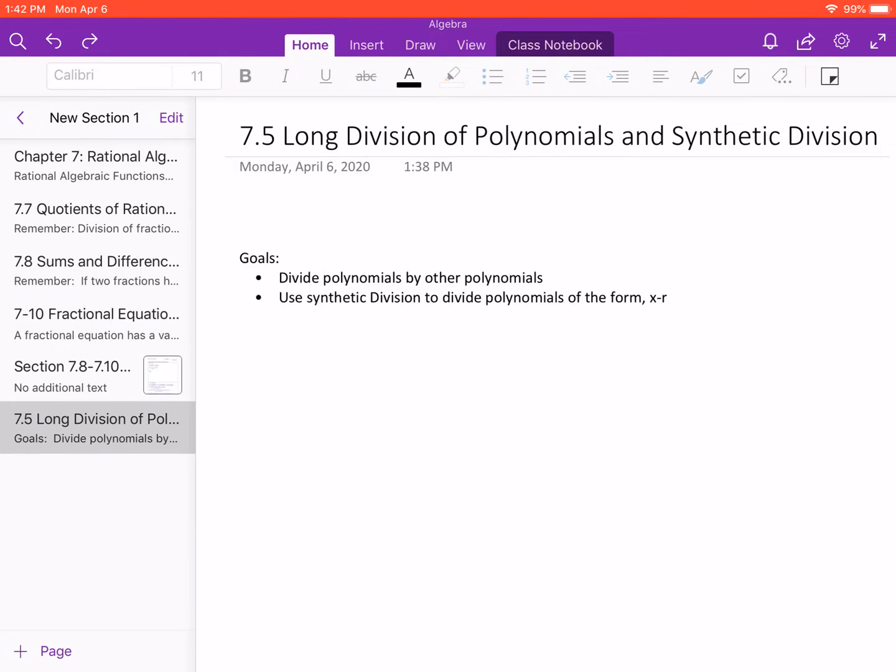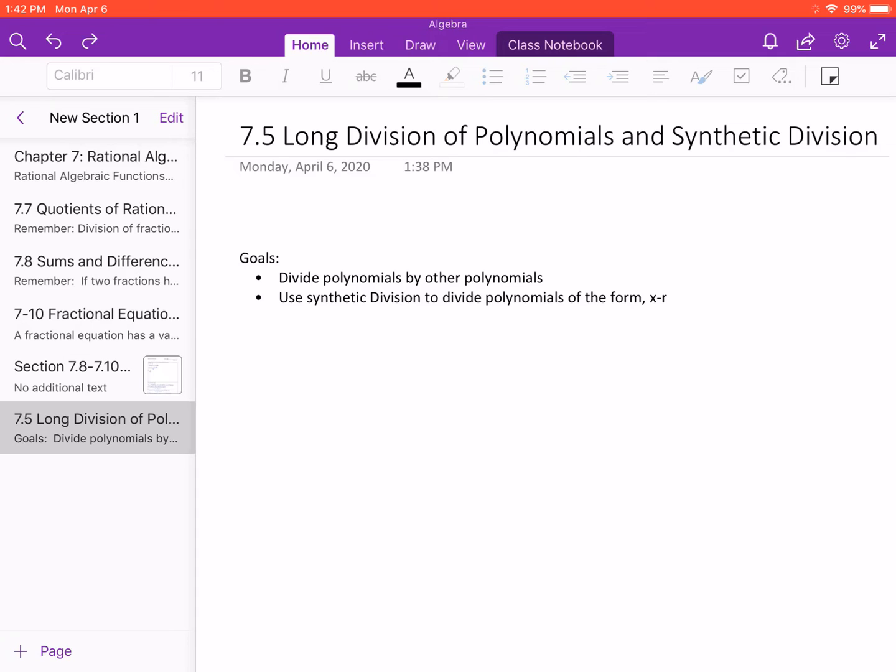Today we're going to be learning about long division of polynomials and, more importantly, something called synthetic division, and sometimes it's written as synthetic substitution. So our goals are to divide polynomials by other polynomials and use synthetic division to divide polynomials of the form x minus r. So the first thing I'm going to do is show you a long division of a polynomial.